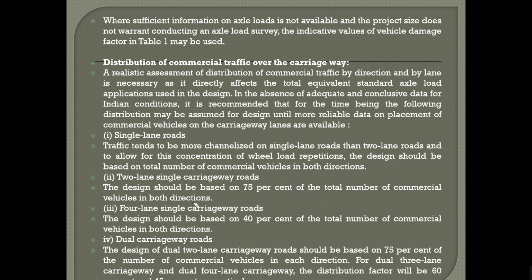Whatever design you make, or the thickness of the flexible pavement you decide, is based on 75% of the total number of commercial vehicles in both directions, especially if you are constructing 2-lane single carriageway roads. 2-lane single carriageway means there is no median in between. Suppose the road has a width of 7 meters; that is considered a 2-lane single carriageway.